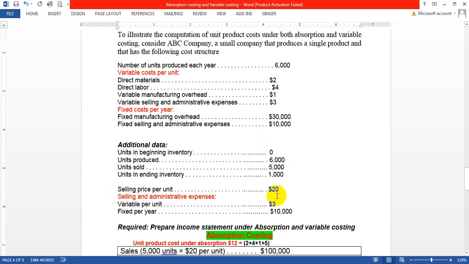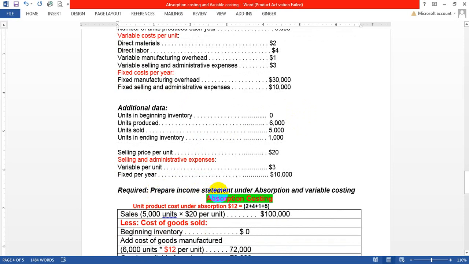Selling price per unit is $20. Selling and admin expense is $3 variable per unit, and fixed per year is $10,000. This value is in total, right? Okay, prepare the income statement under absorption and variable costing.